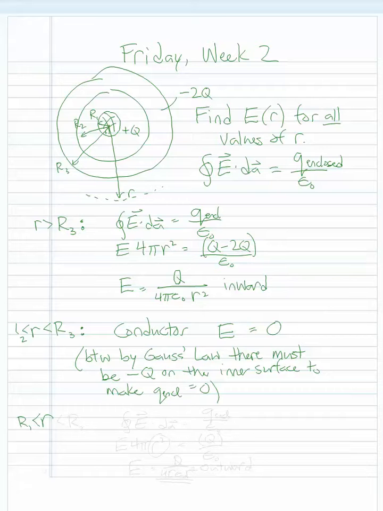So what about for R greater than R1 but less than R2, the space in between? Again, we do E dot dA is Q enclosed over epsilon naught, E 4 pi r squared, and now the Q enclosed is just the inner charge Q over epsilon naught. And so we get that the electric field is equal to 1 over 4 pi epsilon naught times Q, outward.